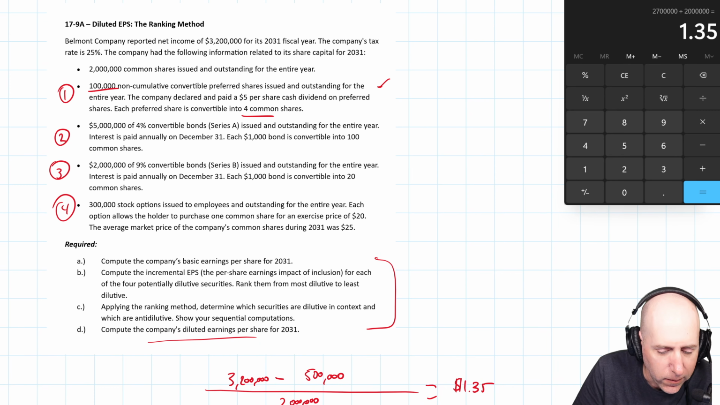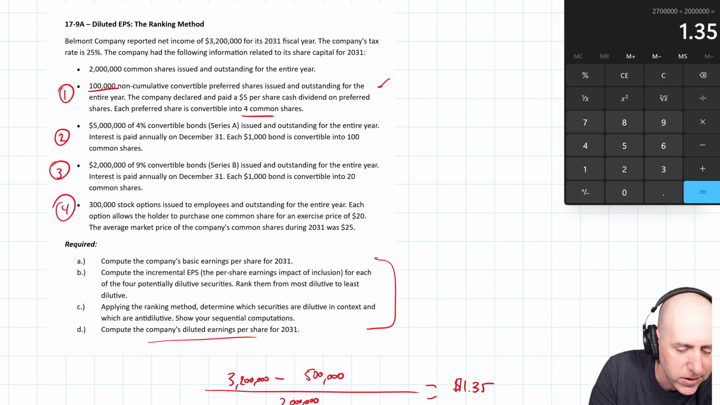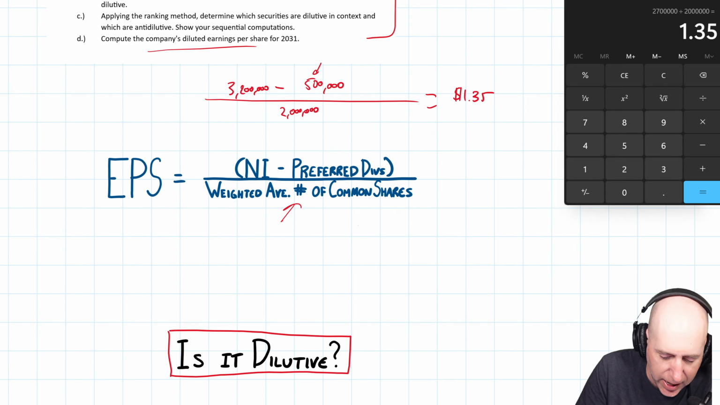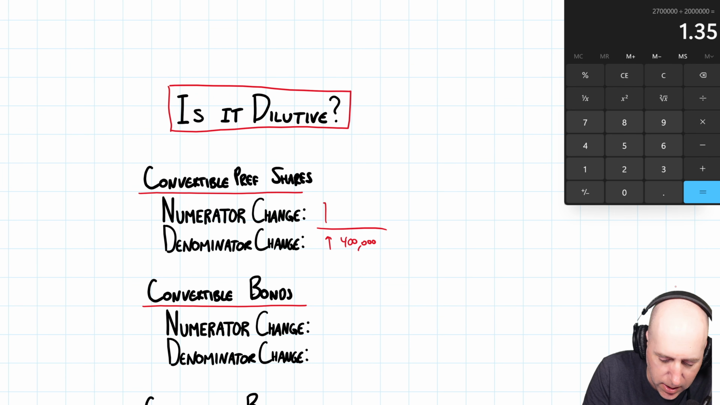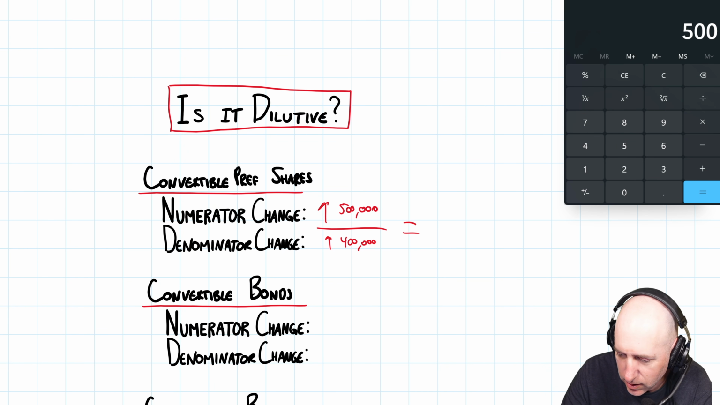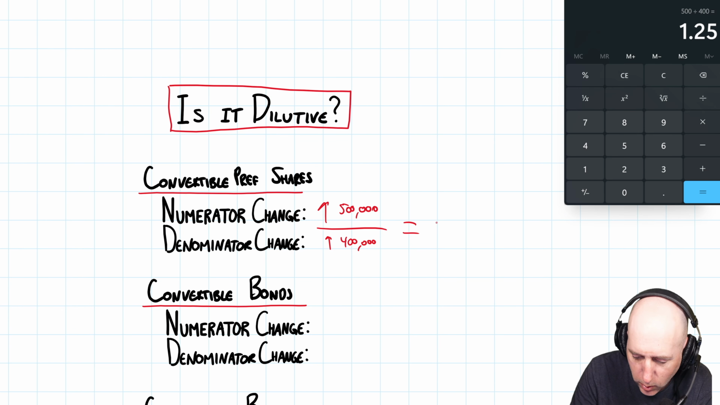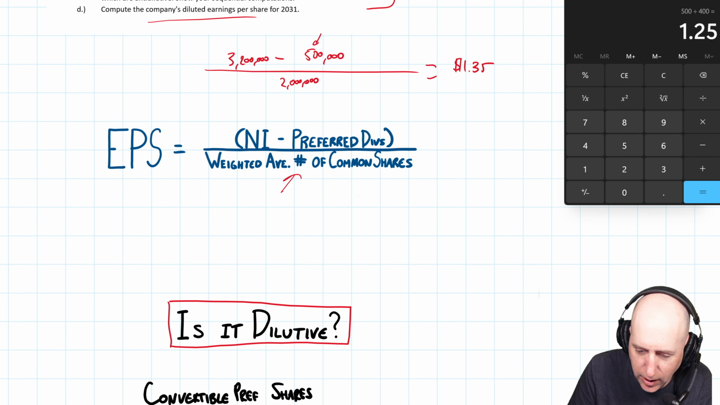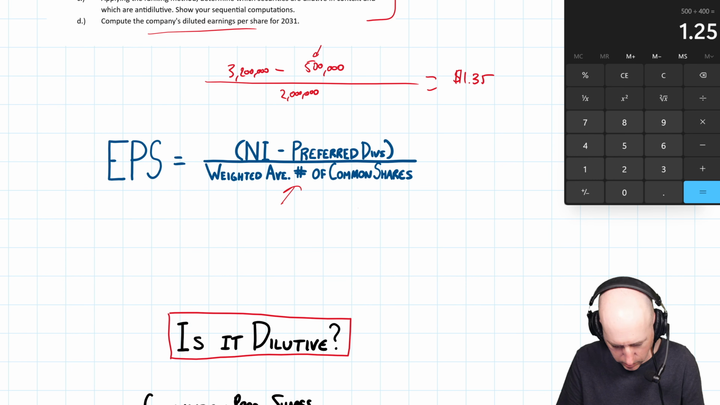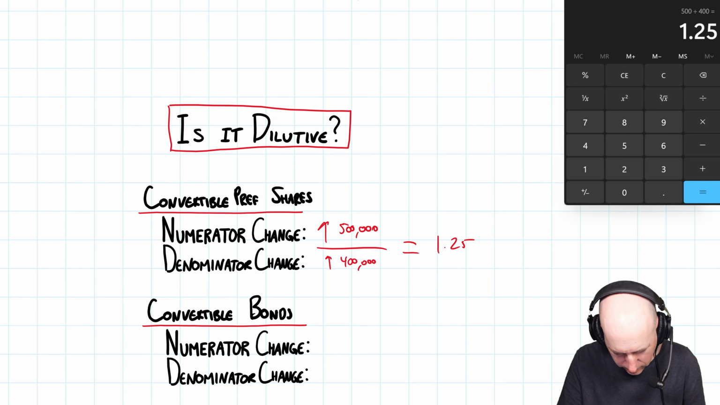But our numerator also goes up because we're not going to pay the dividend, which reduced our numerator by 500K. Well, our numerator goes up by the amount of that preferred dividend, 500K. So the math here, 500 divided by 400, it's 1.25. Is it dilutive? Well, 1.35 is the number of basic earnings per share, so it's under 1.35.